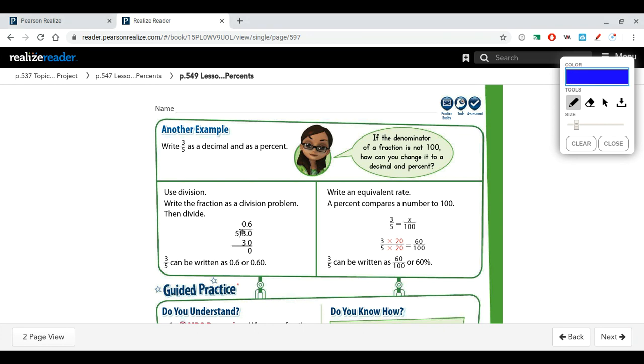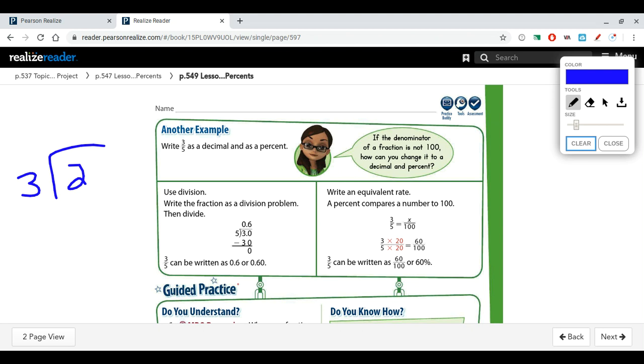I'm going to show you guys with 2/3, because 3 is not a number that goes easily into 100. It's not a factor. So I'm going to divide 2 by 3. So 2 is going to go inside my box, and 3 is going to go outside my box.